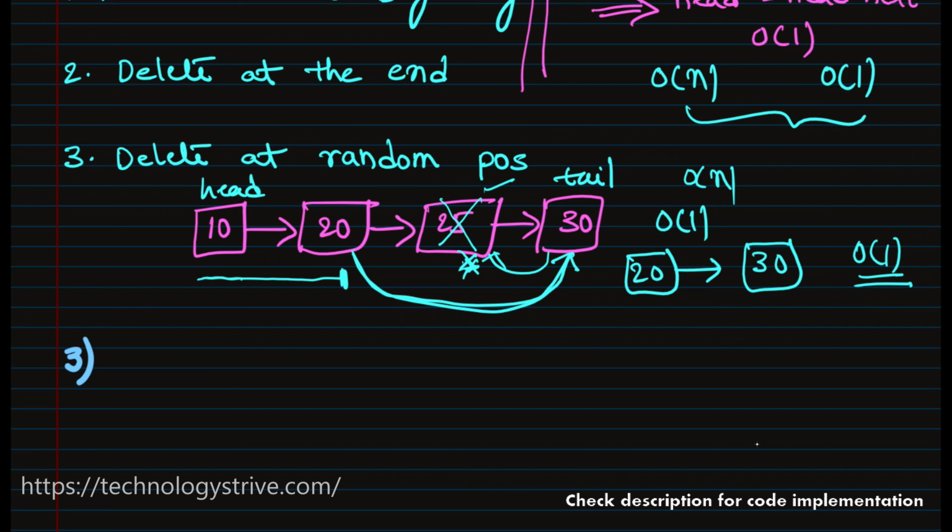Now let's see traversal. We have already performed traversal in these algorithms, right? For example, I have to delete in the middle. I have to traverse till here, which means we always start from the head node. Then every time we move one step. This way we traverse the linked list.